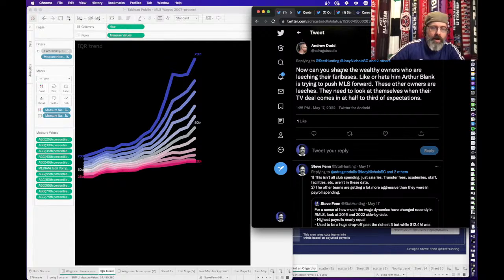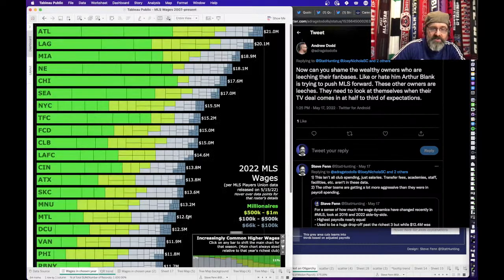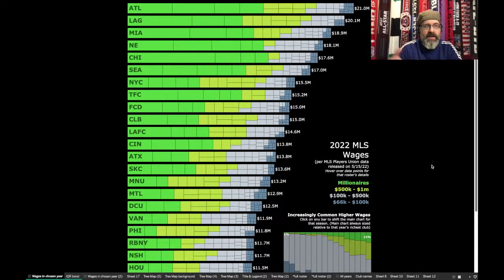So I do want to clarify, this is not all spending. This is just payrolls. So it doesn't take into account transfer fees. We don't have one holistic data source on that. It doesn't take into account how much they're spending on facilities, academies, which is a vital part of this, bringing in younger players, training them. And we're seeing a lot of clubs getting some very good players from their own academy. Their staff, coaching, scouts, etc.